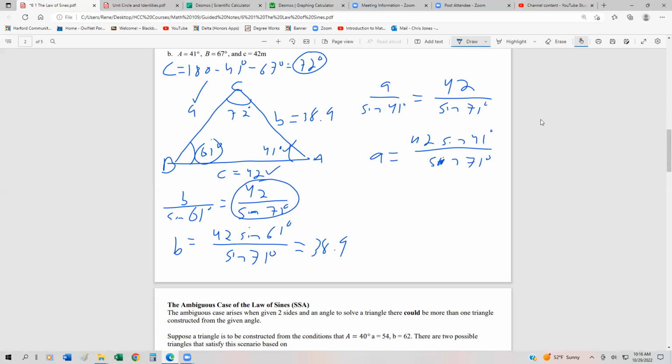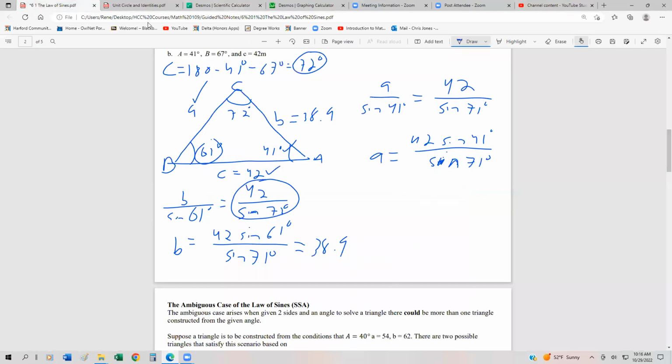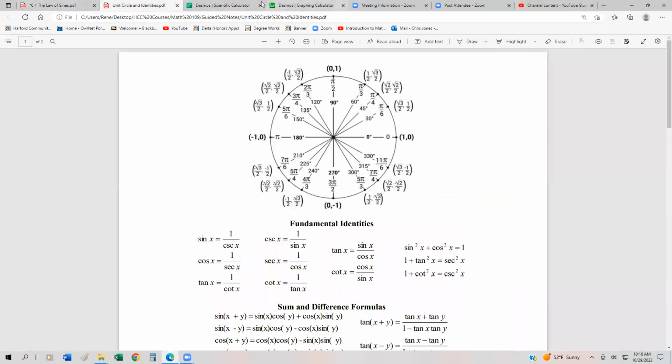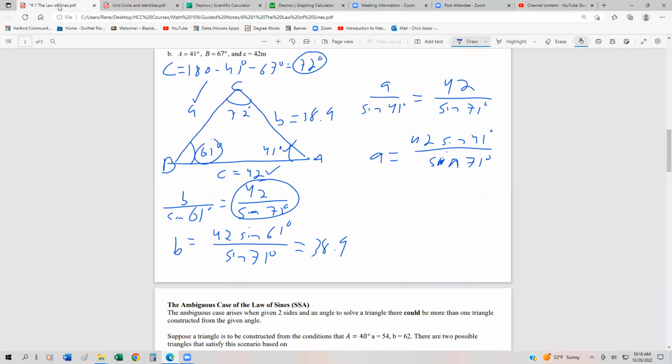And the good news is we can just recycle almost all of the previous statement. We're just going to replace 67 with 41. So remember we had 42 sine of 41 and then divided by sine of 72. So we end up getting 29.1. So for side A, this is 29.1. A is approximately 29.1 feet, meters, kilometers, yardsticks, whatever it might be. Certainly that makes sense because angle A is the smallest. This should be the smallest side.